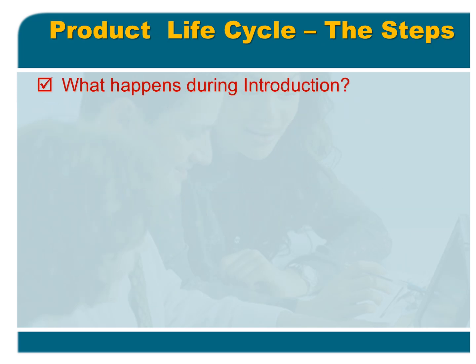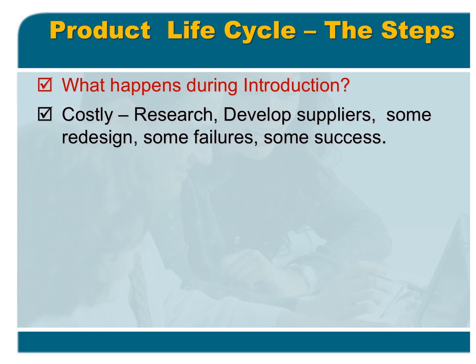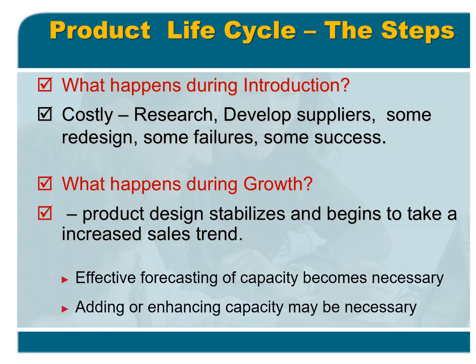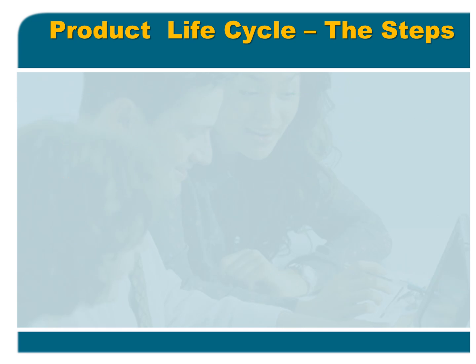The steps. Well, what happens during introduction? It's costly. There's research. You develop suppliers. You might have some redesigns, some failures, some successes. During the growth stage, the product design stabilizes and begins to take on an increased sales trend. So with effective forecasting of capacity, it is now necessary to forecast what you think you can do. By adding or enhancing capacity, you might even grow better.